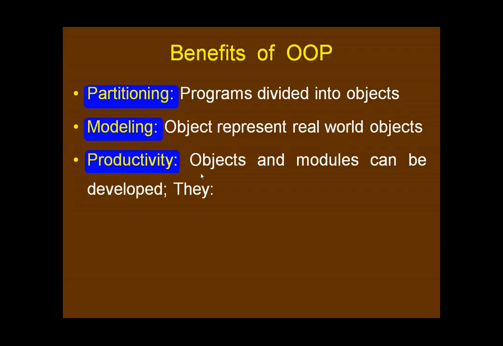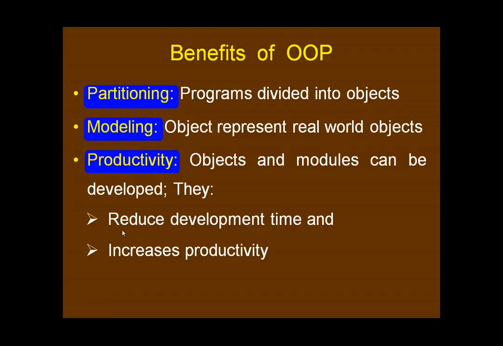Next one, it is productivity. Objects and modules can be developed and they reduce the development time. See, we know that we can represent real world objects even in the programming, and such objects and modules can be developed which reduce the development time. Since they reduce the development time, they result in increase in productivity.